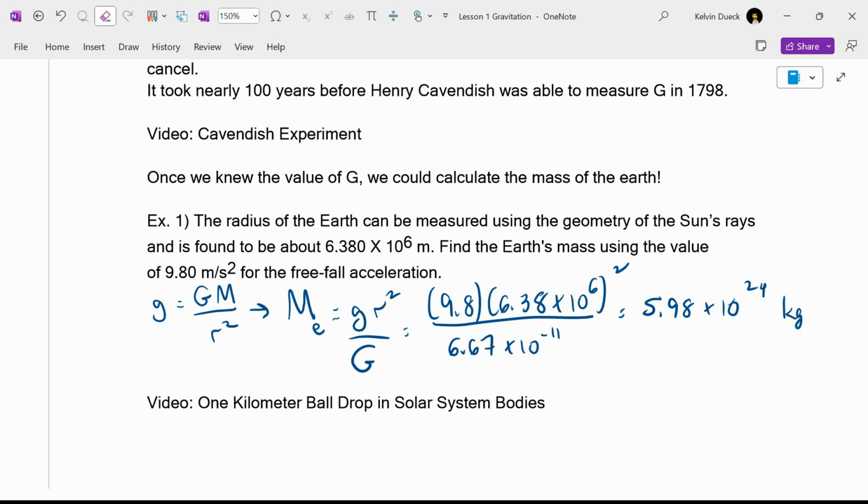Cavendish sat there with that number. First of all, delighted because he was the first human being to actually know the mass of the planet that we are on. But he also went, that is way too big, based on the value that he had. This was the first hint that it's not dirt all the way down. They had assumed up until then that it was dirt all the way down.